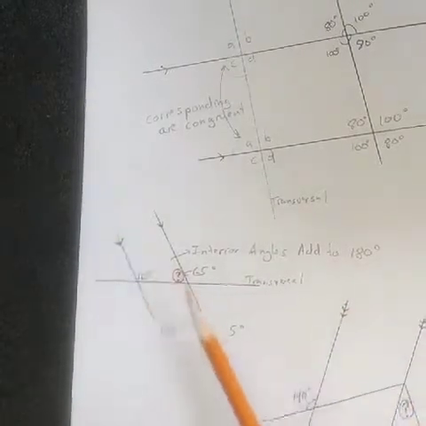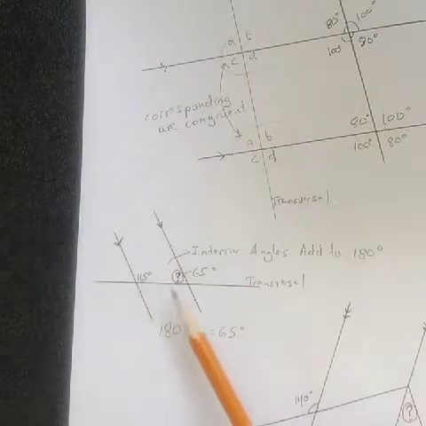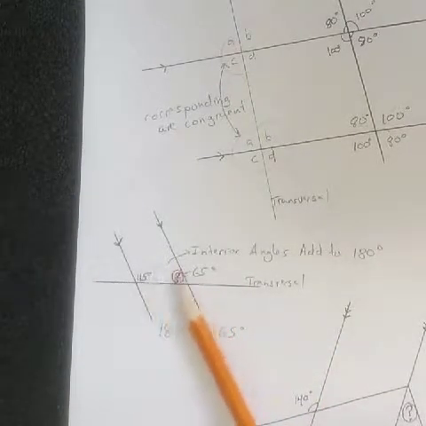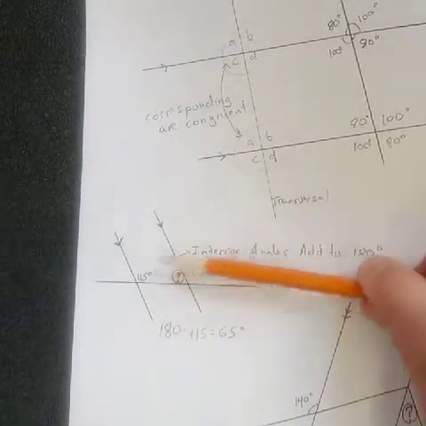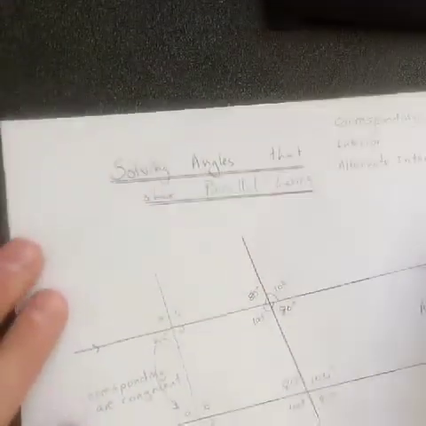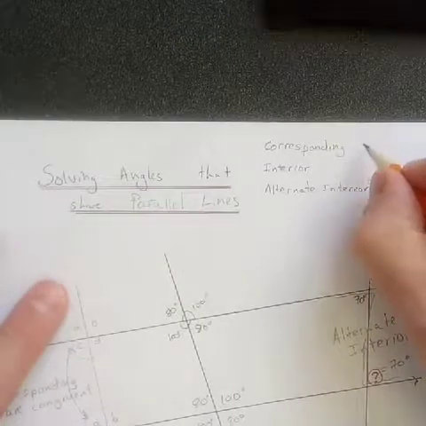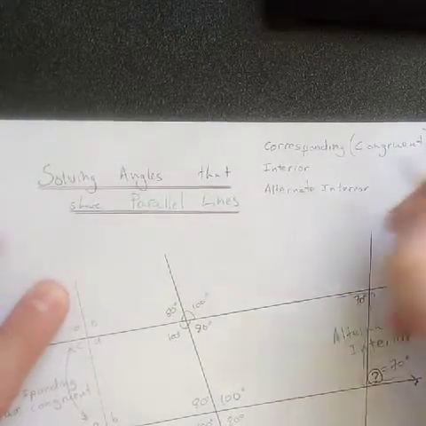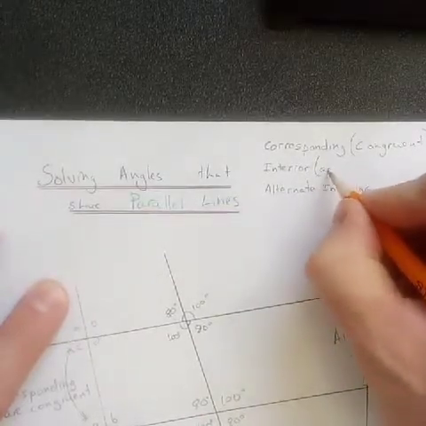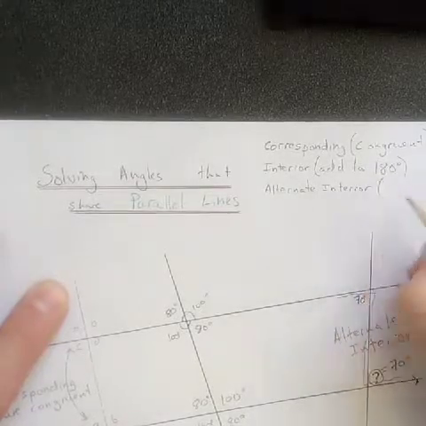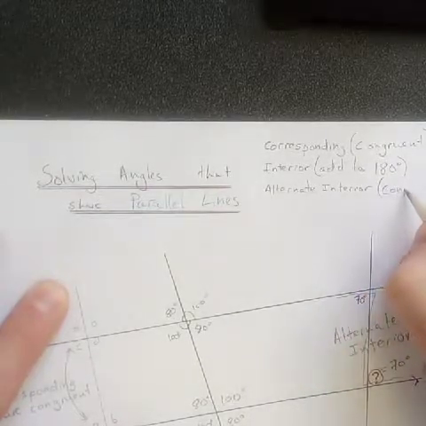Because between my parallel lines, looking at the transversal, the angles in between, the interior angles, if they're on the same side of the transversal, they add up to 180. So when dealing with parallel lines, we need to know corresponding angles that are congruent, interior angles that add up to 180, and alternate interior angles that are congruent.